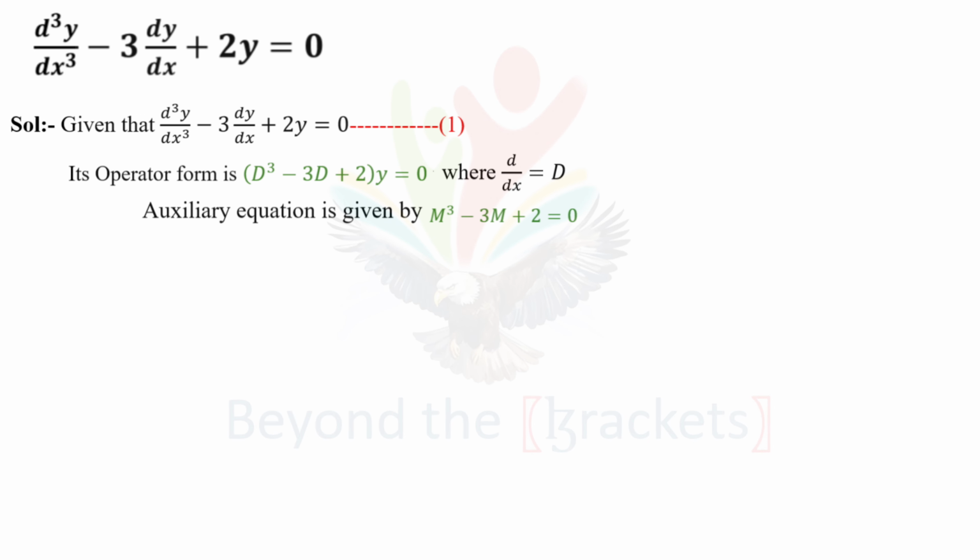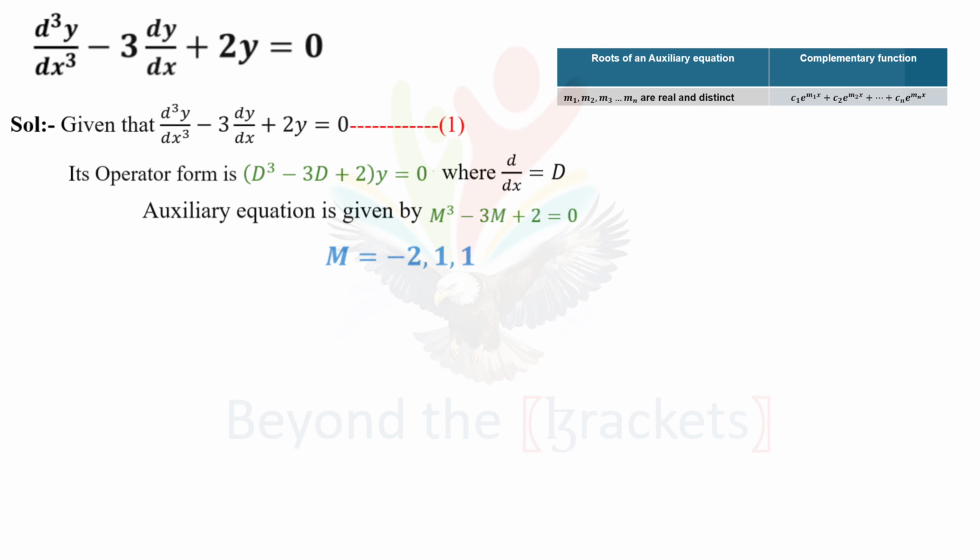Solving this cubic equation, we get roots m is equal to minus 2, 1, 1. So one root is real and distinct and the other is real and repeated. From the table, for a real and distinct root, m is equal to minus 2, the complementary function contributes the term yc is equal to c1 e power minus 2x.